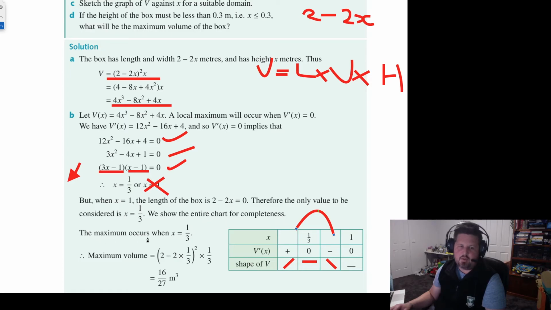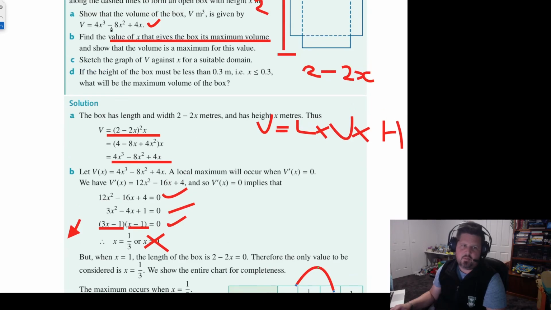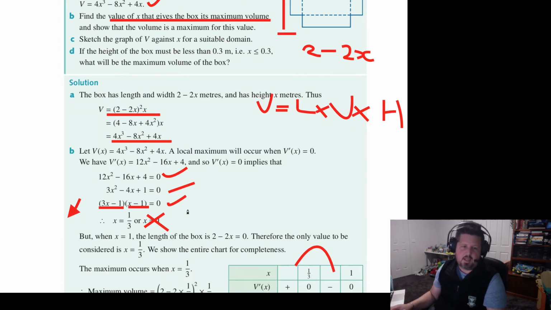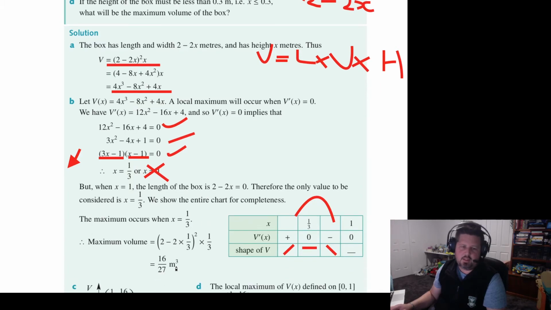Yep, that's why they've shown that. So if we know that the maximum volume occurs when x equals 1/3, to find out what the actual volume is going to be, you can substitute that back into the volume formula. Whether you substitute it back into this part here or this part, it's the same thing. When you substitute in 1/3, we get 16 over 27 meters cubed.